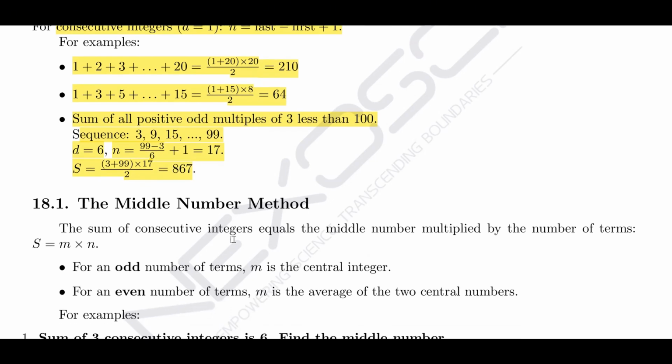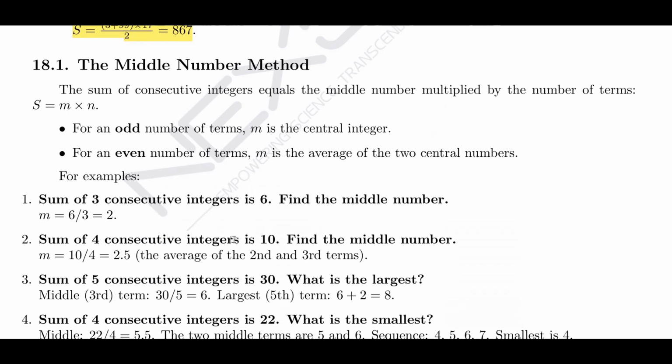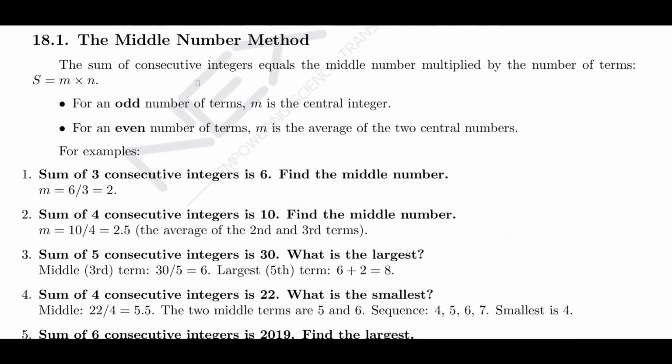Now let's revisit the middle number method for computing the sum of consecutive integers. The idea is that the sum equals the middle number times the number of terms. If the number of terms is odd, the middle is just the central integer. If the number of terms is even, the middle is the average of the two central numbers. Let's test this method with some problems.